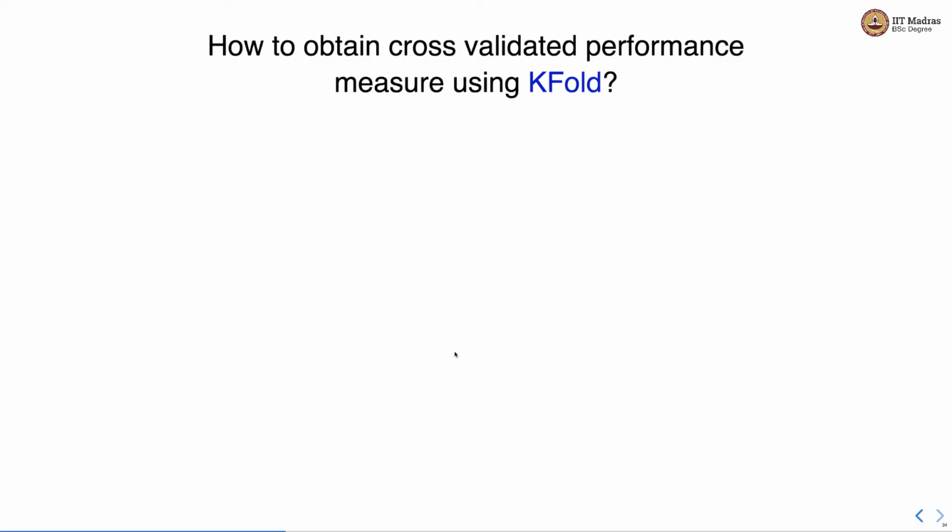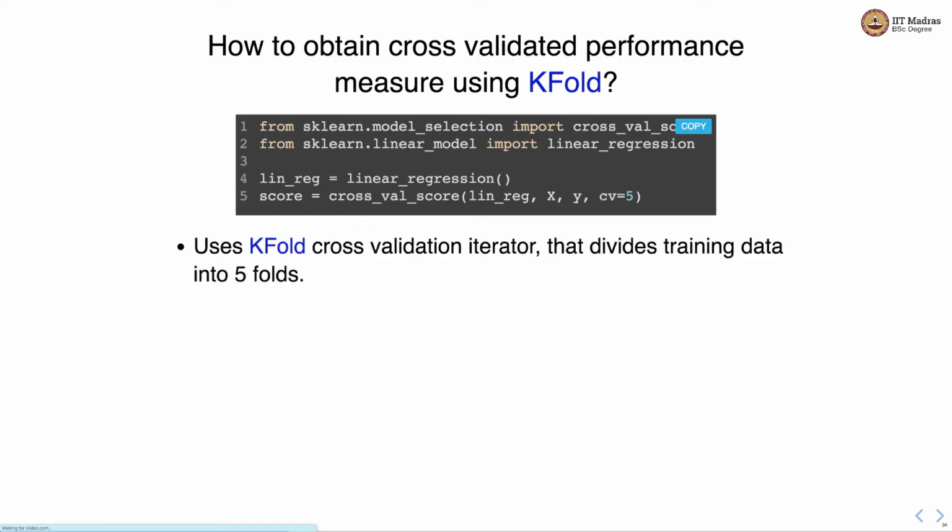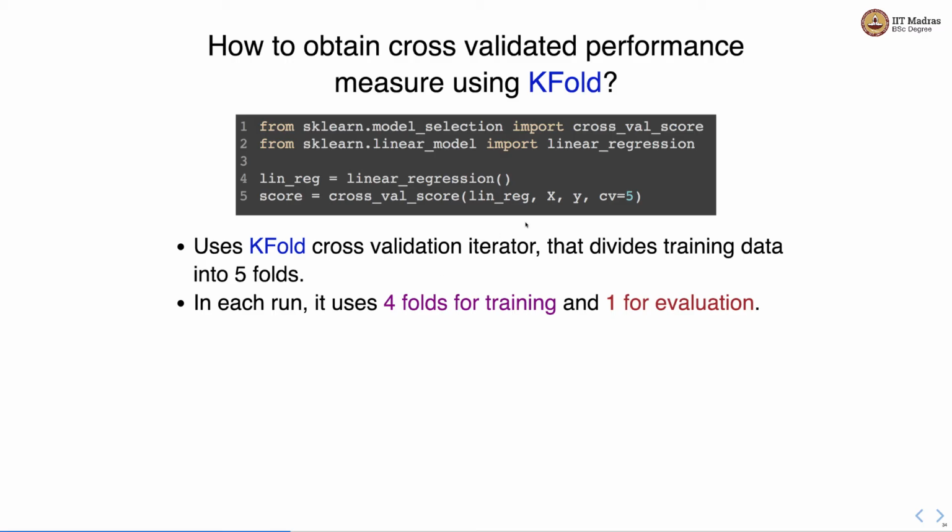So let's find out how to obtain a cross-validated performance measure using k-fold. Here we use the cross_val_score API implemented in the sklearn.model_selection module. We have a linear regression estimator, and on it we want to calculate the cross-validation score. We provide the name of the estimator, the feature matrix, the label vector or label matrix depending on what kind of regression problem we are solving, and we also specify the number of folds in cross-validation. When we specify an integer value to the cv parameter of cross_val_score, it uses the k-fold cross-validation iterator and divides the training data into the specified number of folds. It uses 4 folds for training and 1 fold for evaluation.